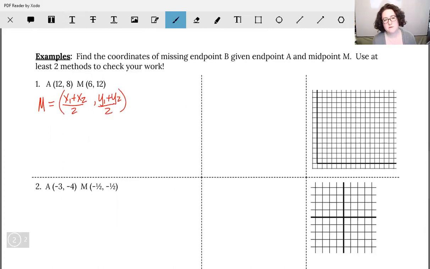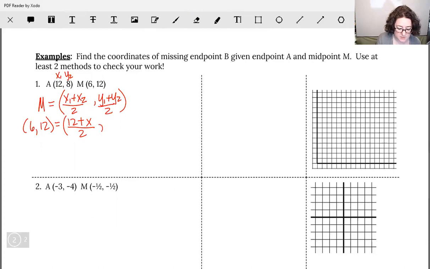And we were given our values for our midpoint. A is one endpoint, so I'm going to label that as x1, y1, but I am not going to label midpoint as anything because I actually have a spot in my equation already. So I'm going to write in 6, 12 for my midpoint and then fill in my equation. So x1 is 12. I don't know an x2, so I'm just going to leave it as an x. That's my x1, y1. So my y1 is 8. But again, I don't know what my other y value is yet, so I'm just going to call that y.